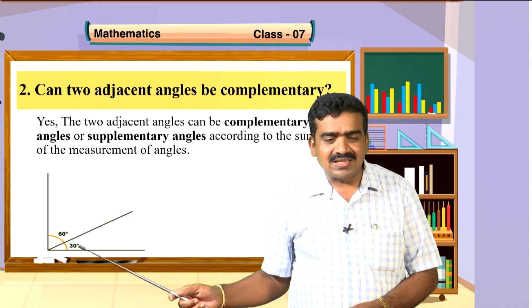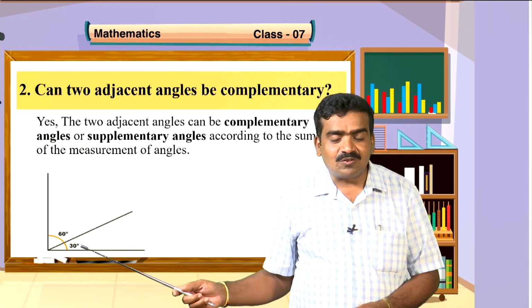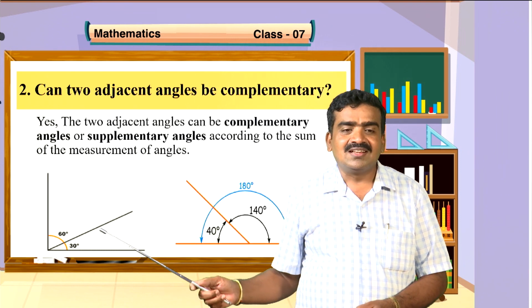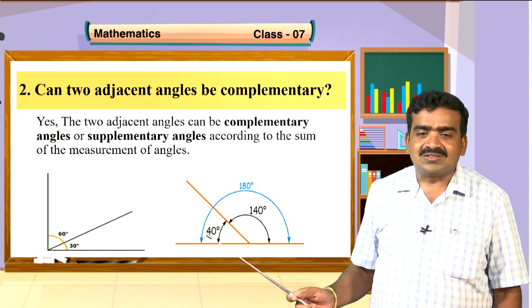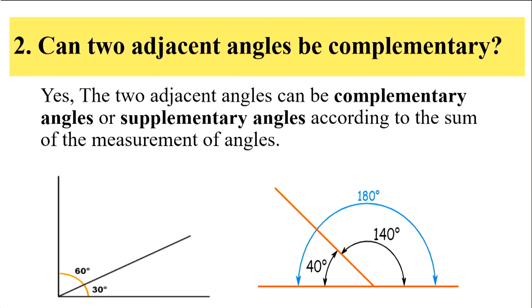What does their sum give us? It gives us 90 degrees. Therefore, these two adjacent angles are complementary to each other. Look at another diagram over here. These two are an example of supplementary angles. The sum of the two angles will be 180 degrees, therefore they are supplementary angles.